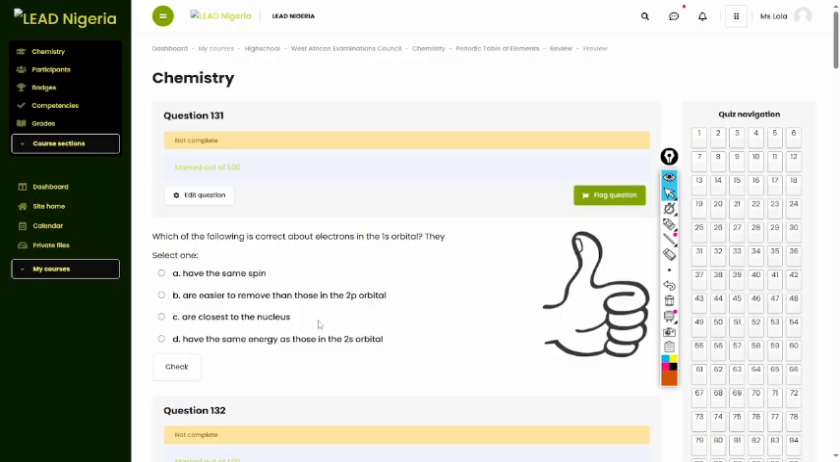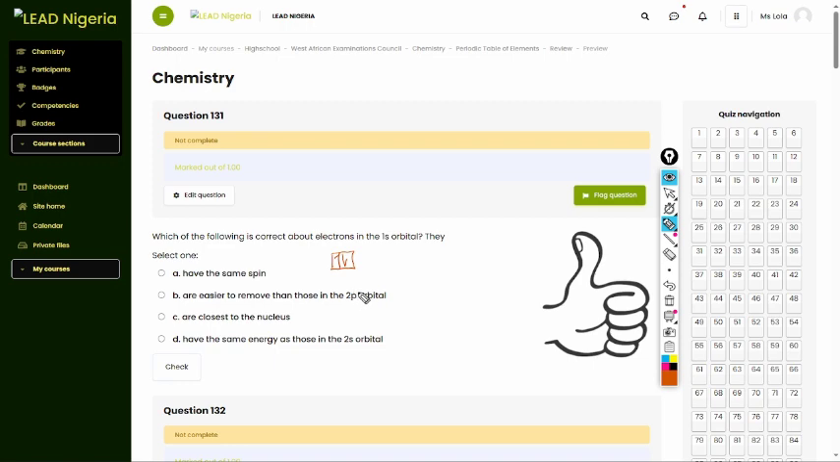Which of the following is correct about electrons in the 1s orbital? They have the same spin. Now this is incorrect because the 1s orbital carries 2 electrons, and the 2 electrons spin in opposite directions. So it looks like this. If this is the s orbital, you have 2 electrons in it, so one is spinning clockwise, the other is in the anti-clockwise direction. So A is incorrect.